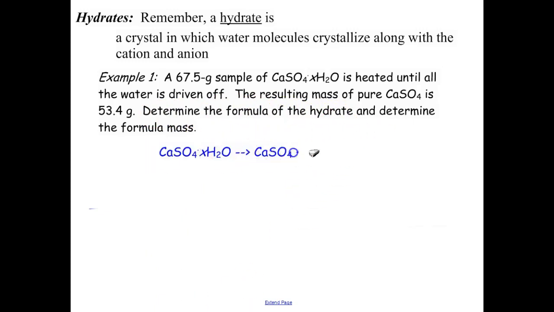So we're going to set it up as a little equation, and our knowns are the 67.5 grams of CaSO4·xH2O, 53.4 grams of CaSO4, and the law of conservation of matter tells us that there must be 14.1 grams of water. Now we're going to set it up the same way we do an empirical formulas problem, but instead of using the elements, we're going to use compounds.